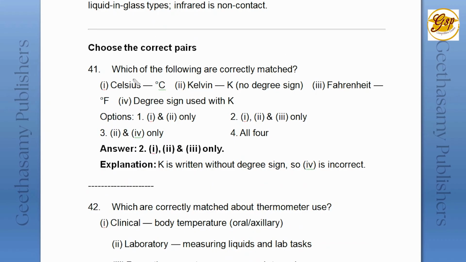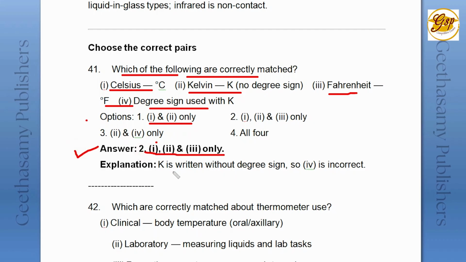41st question. Which of the following are correctly matched? Celsius C, Kelvin K, no degree sign, Fahrenheit degree F, degree sign for no. Option 1 and 1 only, 1 and 2 only, 1, 2, 3 only, 2 and 4 only, all 4. The correct answer is 2, that is 1, 2, 3. All are right. K is written without degree sign, 4 is incorrect. Fine.